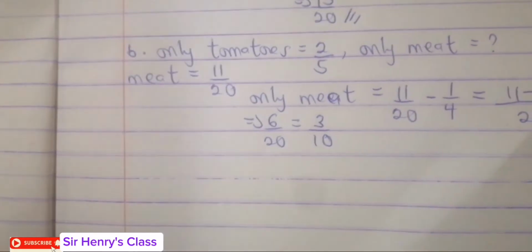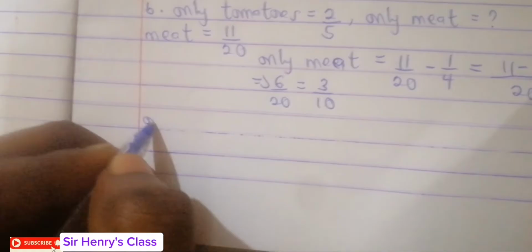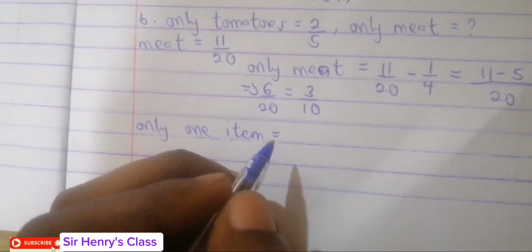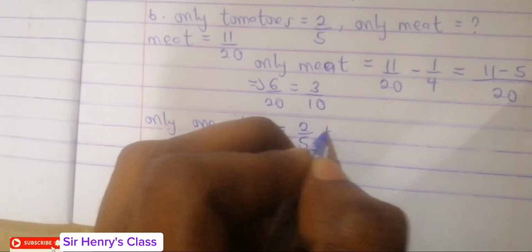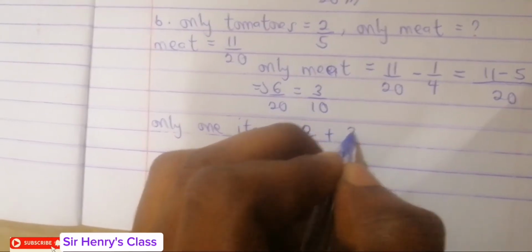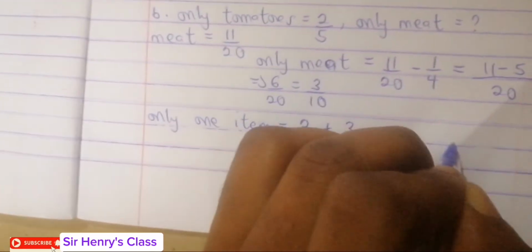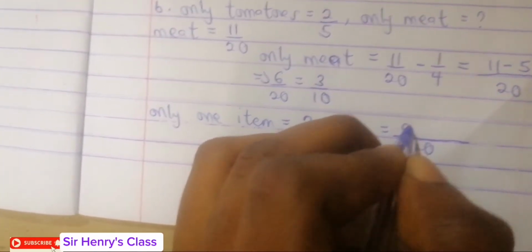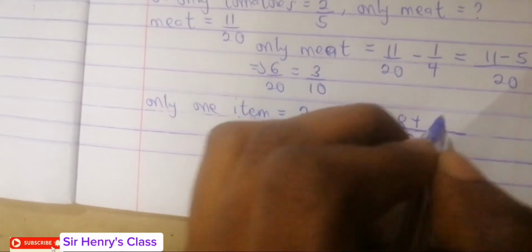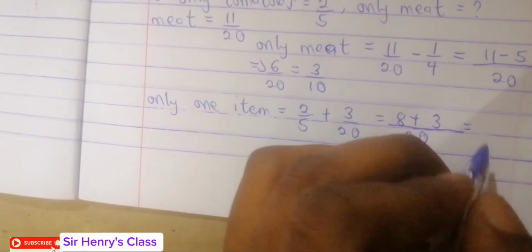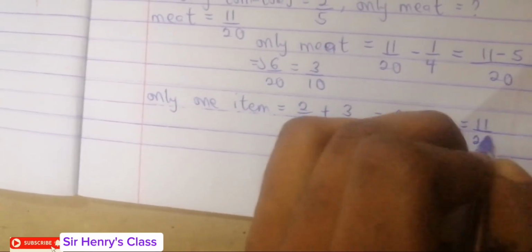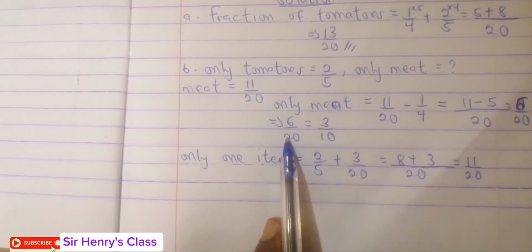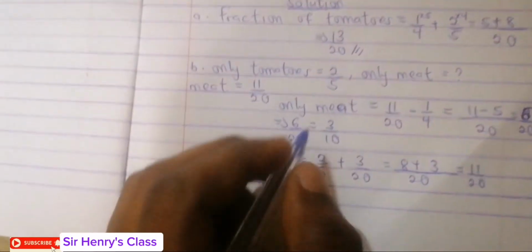We are now going to find only one item. So only one item will be only tomatoes, 2 over 5, plus only meat, that is 3 over 20. So the LCM will be 20. 5 divides 20 four times, 4 times 2 is 8. 20 into 20, 1 times 3 is 3. That will give us 11 over 20. Okay, so there is a correction here. It's 3 over 10. We reduce this to 3 over 10, not 3 over 20. So let's do that correction.